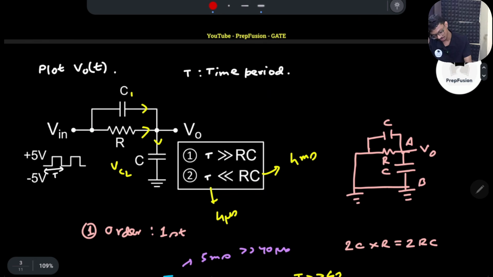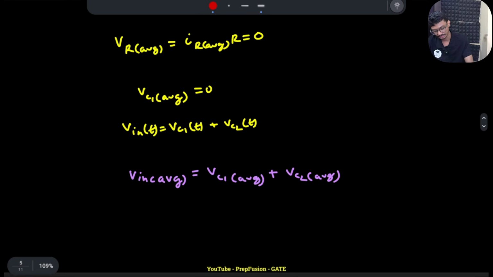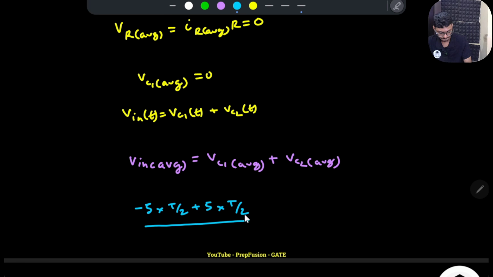What is V in average? The average value of this particular waveform is nothing but, what is average? Average is area under a time period. So the area under a time period will be basically -5 into capital T by 2, since we are starting from -5, plus 5 into capital T by 2, divided by capital T, which is equal to simply 0. So your C2 capacitor average voltage is also 0. Average is 0, not the instantaneous. We are talking about average.